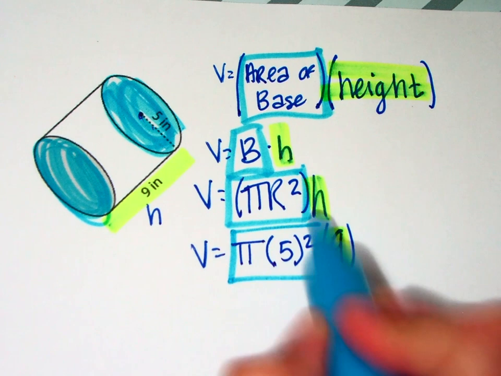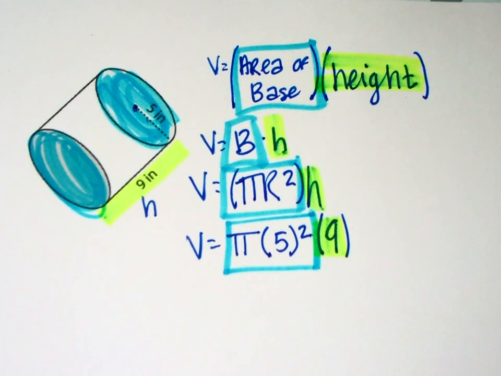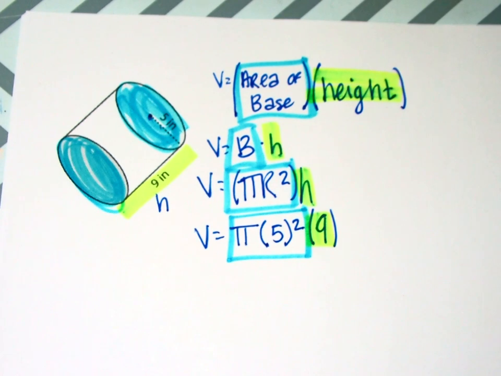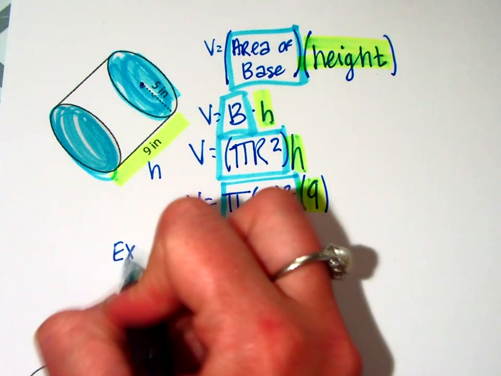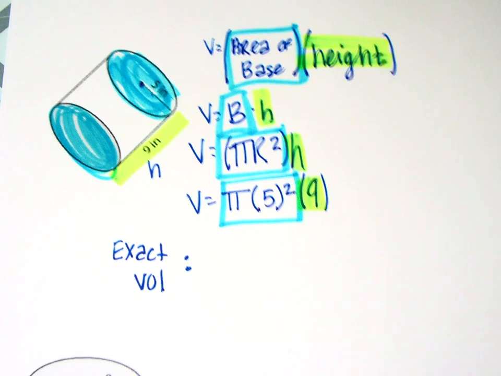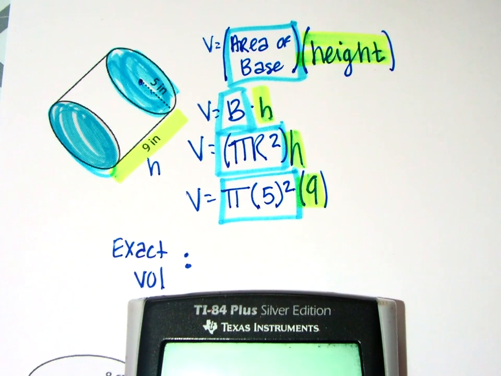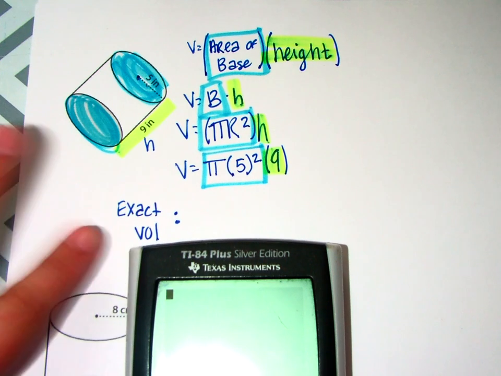So here it is. So let's go ahead and calculate this. The way we're going to do this, we're going to do exact volume first. Now exact volume is going to have pi in the answer, because pi is a decimal and it goes on forever. So if you actually press the pi button for your volume, you're going to be rounding your answer. So let's say we want exact volume.